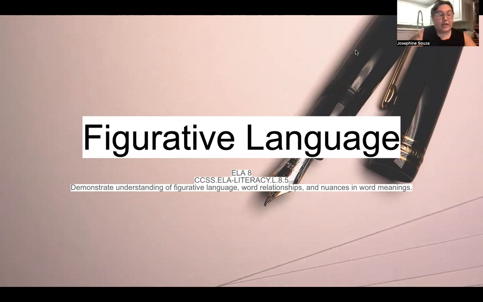So I teach 8th grade ELA, so I knew I wanted to look at the figurative language standard for that grade. And the standard I'm going to be doing is demonstrate understanding of figurative language, word relationships, and nuances in word meanings. This builds upon the 7th grade standard in which they first dive into figurative language, and then we do some reinforcements in 8th grade.